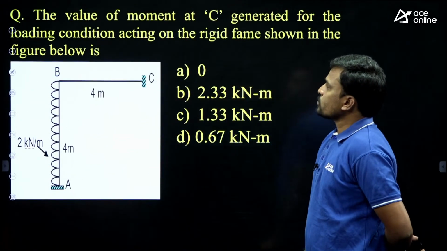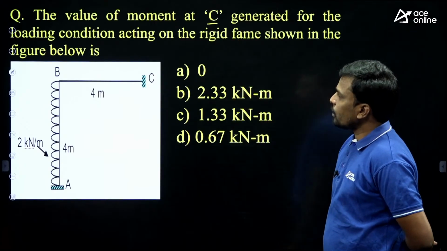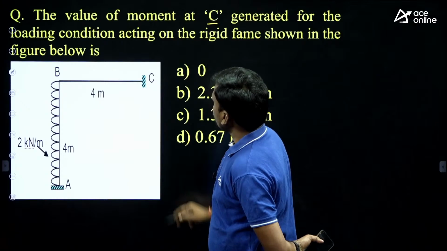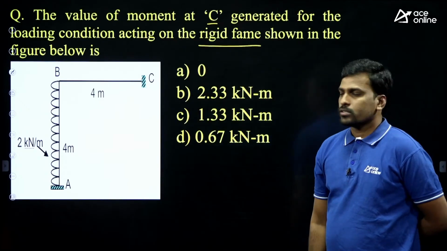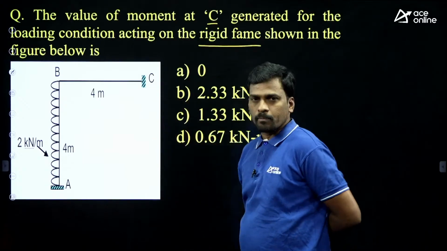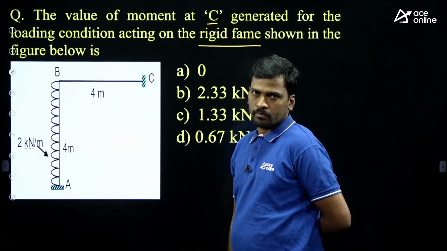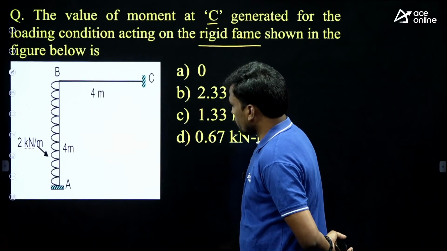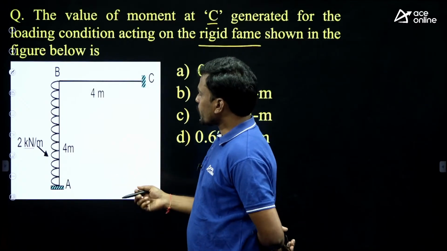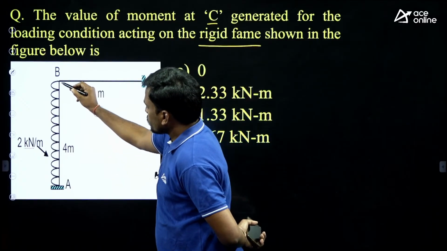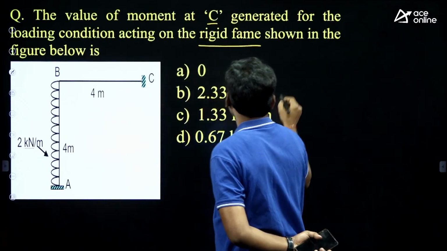Right. So the value of moment at C generated for the loading condition acting on the rigid frame shown in the figure below is. So he is asking to find the moment at C. First students, here we'll use the moment distribution method. First, I explained the shortcut, right? What is the condition for the shortcut? Just check: stiffness for member BA and stiffness for member BC, are they the same or different?